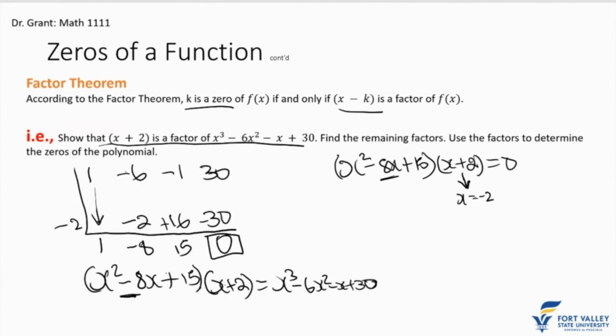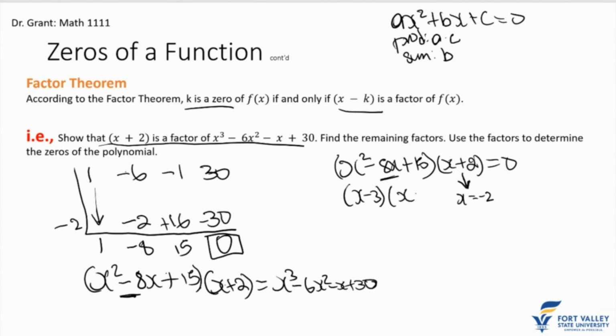Recall, to factor, we have to find two numbers that multiply to give us AC and add to give us B. Here AC is 15 and B is negative 8. The only two numbers that come to mind are negative 3 and negative 5. So this becomes x minus 3, x minus 5.